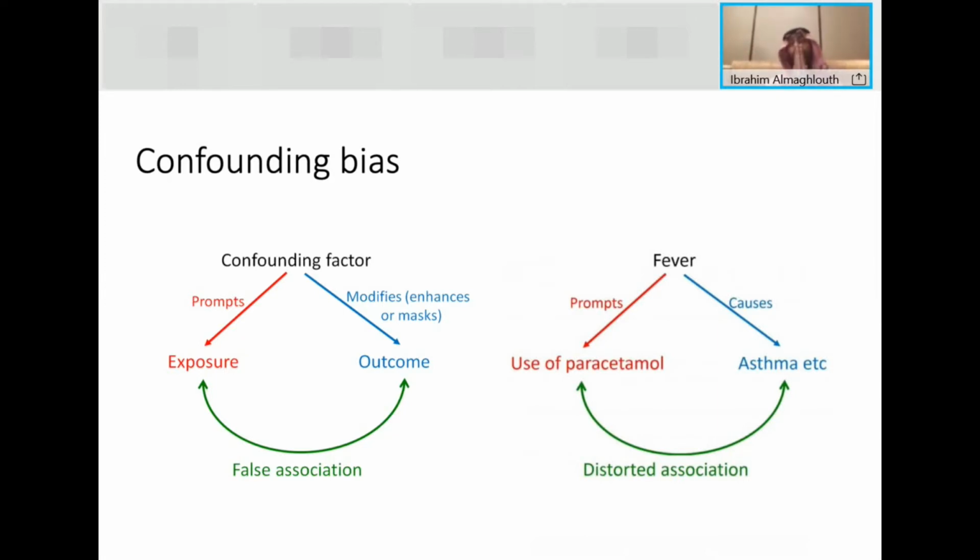But this association, this relationship may not be true because it is related to another factor that has not been accounted for in the study design. And this is what we call a confounding factor. For example, here is fever, where fever is related to the use of paracetamol. We use paracetamol when people have fever. However, fever is also related to asthma because it is one of the features of asthma, and it is not on the causal pathway. It's not in the pathway between paracetamol and asthma. So that's what we refer to as a confounding factor, and the impact of not accounting for this factor is called confounding bias.